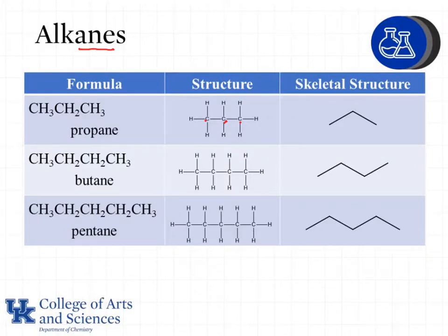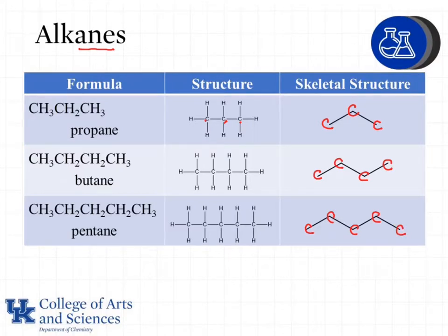Another way to draw organic compounds, and we'll look at this more later, is using what is known as a skeletal structure. And when we look at this skeletal structure, where we see the 2 lines connecting, the end of each line and the intersection of each line represent carbon atoms. So when we look at butane, we have 1, 2, 3, 4 carbon atoms. Pentane has 1, 2, 3, 4, 5.